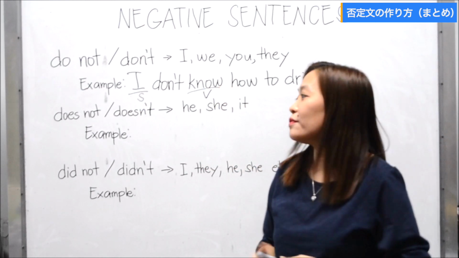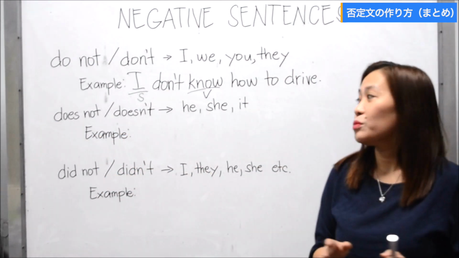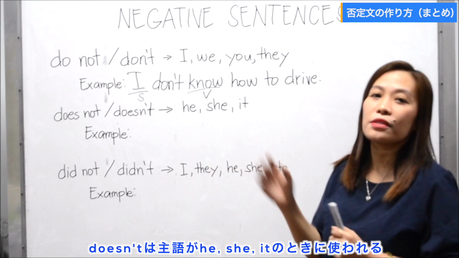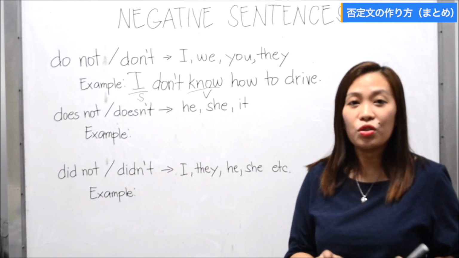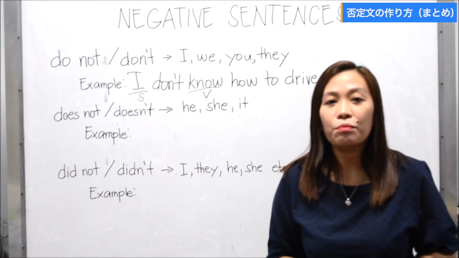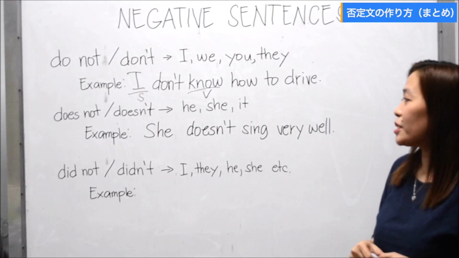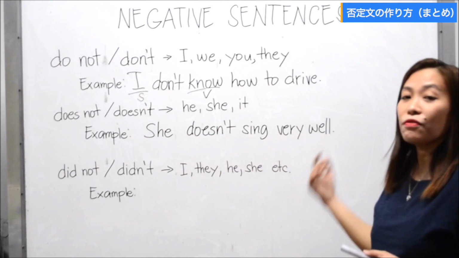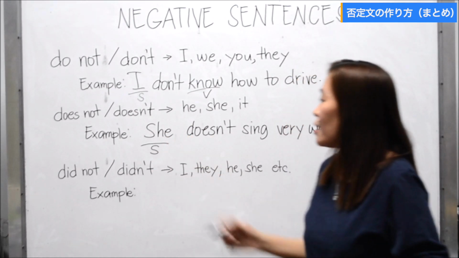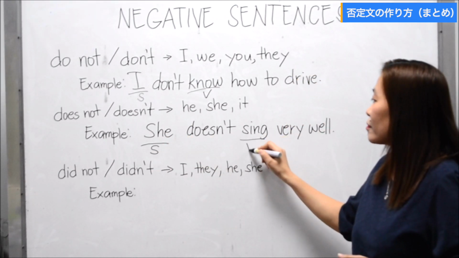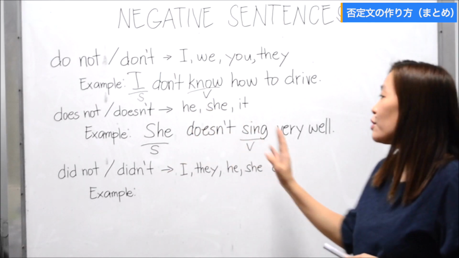Next, we have does not or doesn't. Doesn't is used with the subjects he, she, it. And doesn't is to be placed between the subject and the verb. So for example, she doesn't sing very well. Okay, in this example sentence, she doesn't sing very well. Our subject is she and our verb is sing. So we add the word doesn't between the subject and the verb.